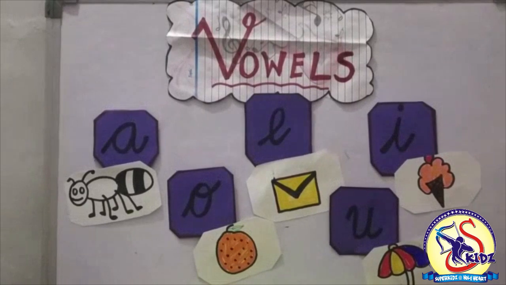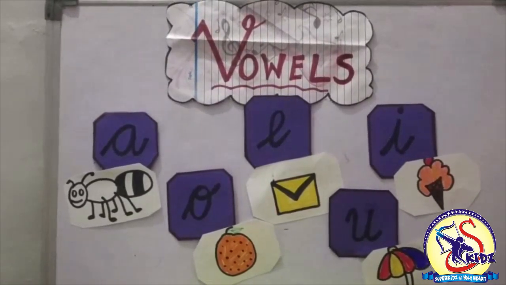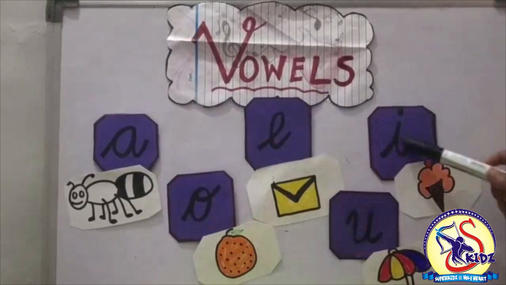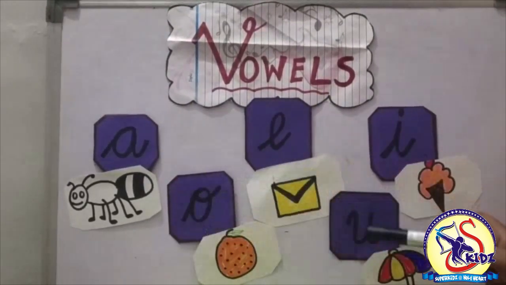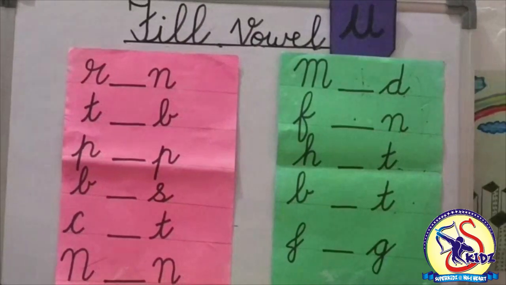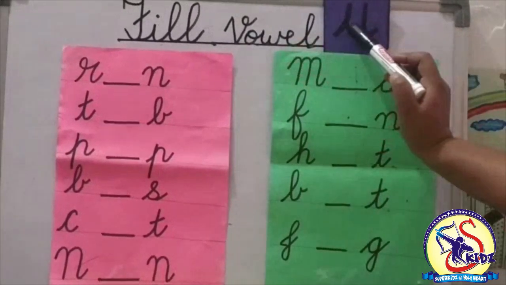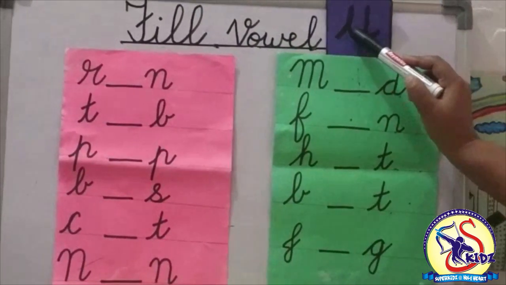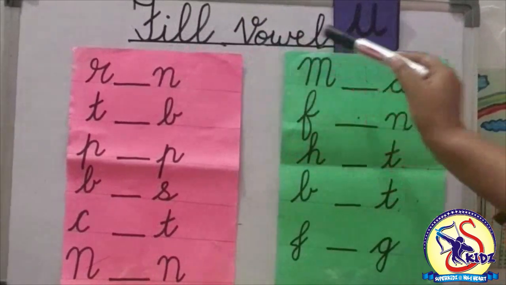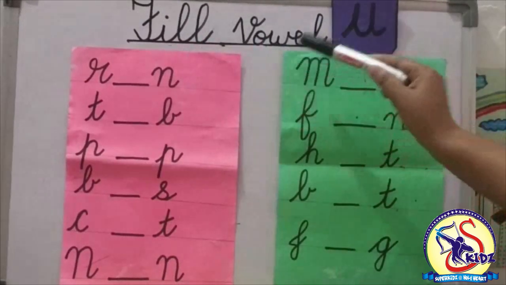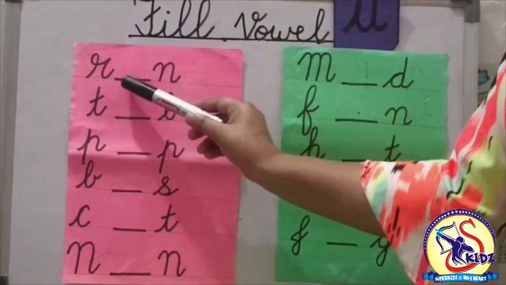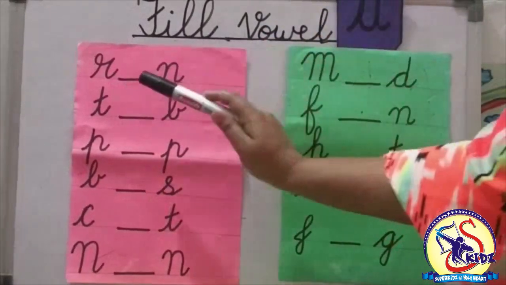You know, we have five vowels. A, E, I, O, U. We will do some exercises related to vowel U. Now, our first exercise is fill vowel U. Now, kids, here are some words. We have to fill the blanks with vowel U.